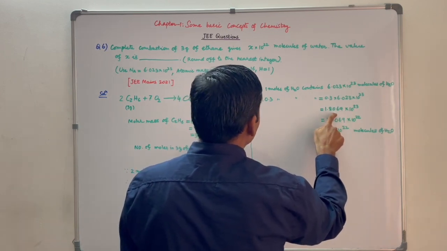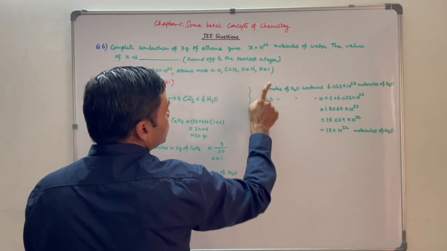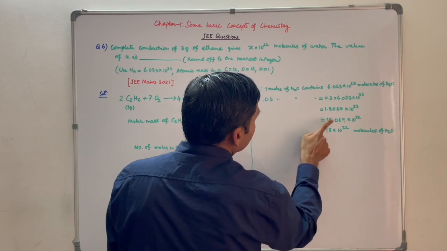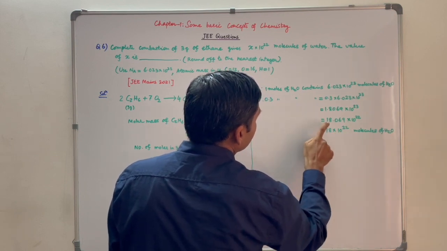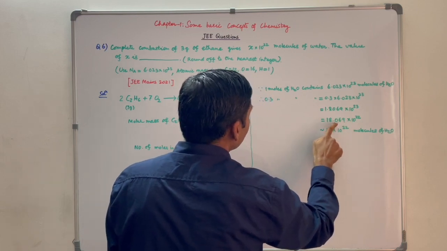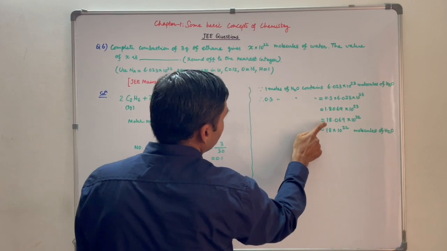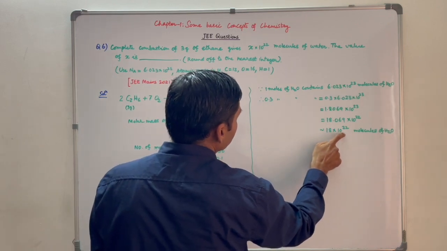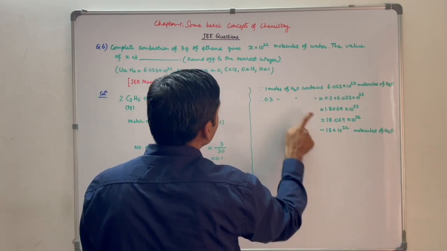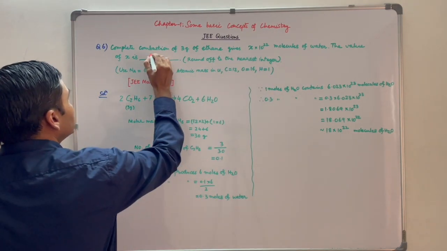We have to write the answer as X into 10 to power 22. So we will convert it to 10 to power 22. So it will be 18.069 into 10 to power 22. Now we have to round it off to nearest integer. So it will be 18 into 10 to power 22. Now compare this with this, X comes out to be 18. That is our answer.